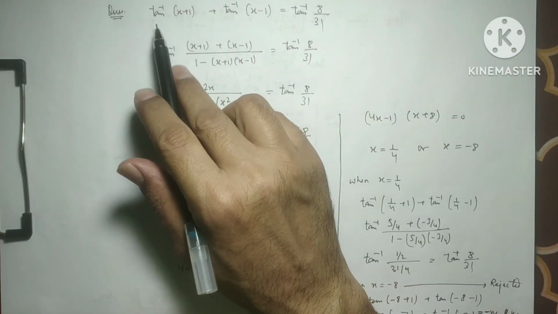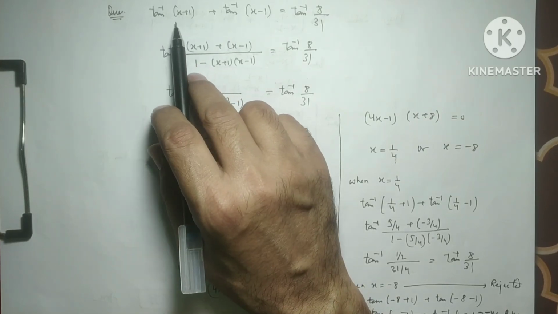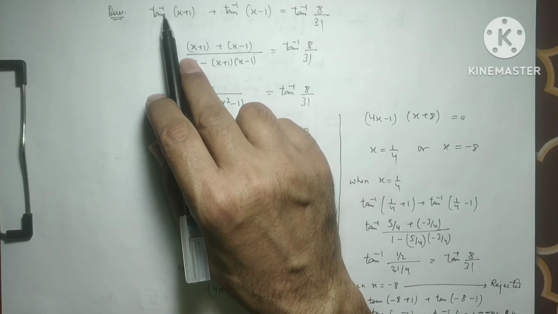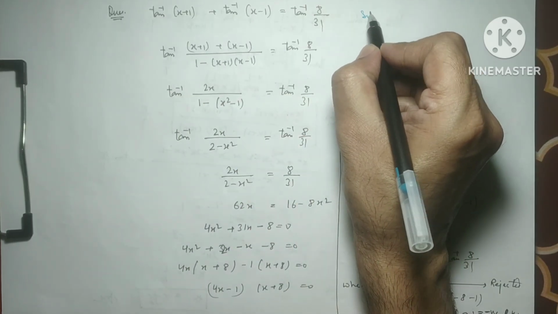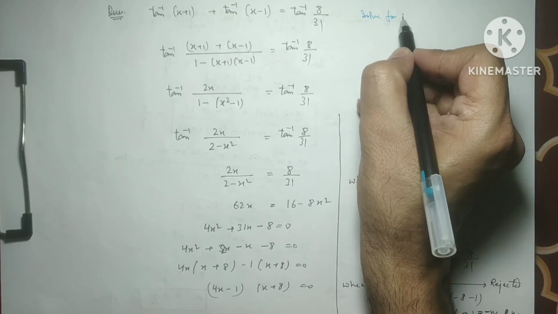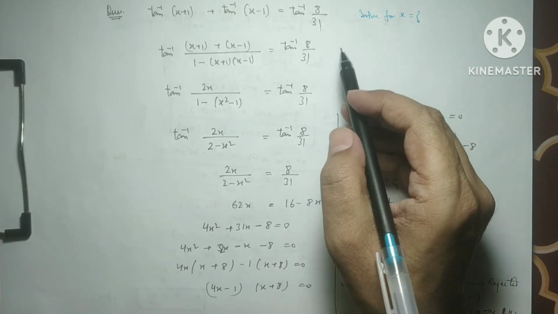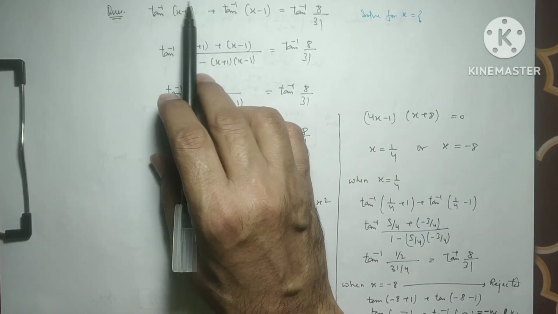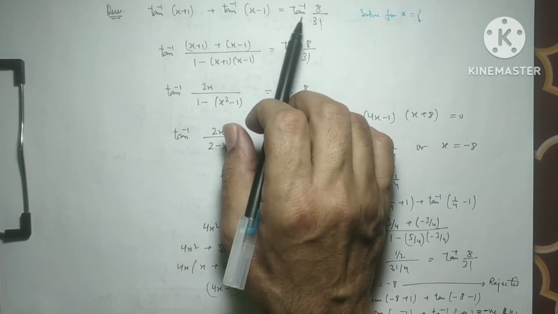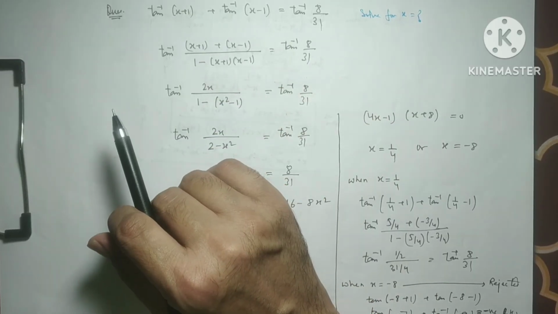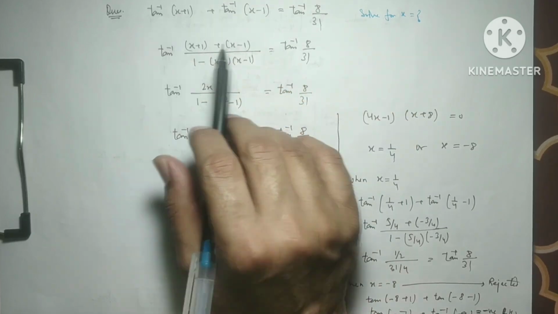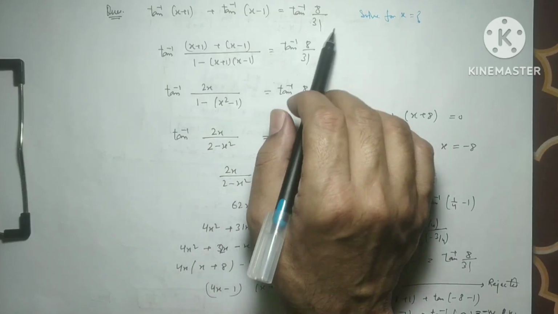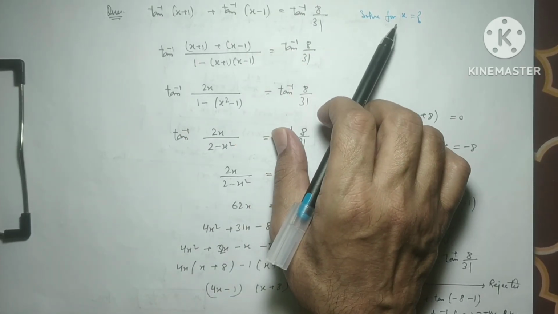Now the next question. Again this has tan inverse with an unknown term, that is x. So we will solve this equation, solve for x. Now we again collect the value of x. According to this question, tan inverse of x plus 1 plus tan inverse of x minus 1 equals tan inverse 8 by 31. Right now we will use the complete equation. This is not a proving question from the left hand side to the right hand side. Right now we use the entire equation and we will collect the value of x.